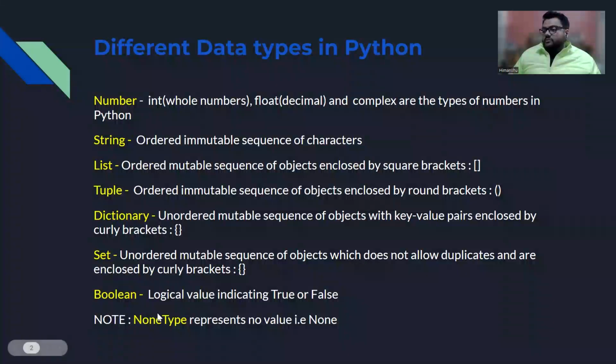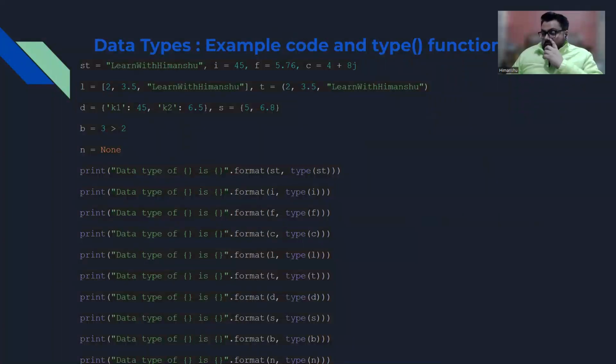And another one which I wanted to mention is the none type. None type is nothing but whenever we have none, no value, then we have a type that Python returns as none type. I'll show you in the upcoming slide.